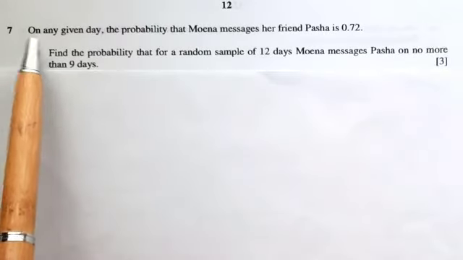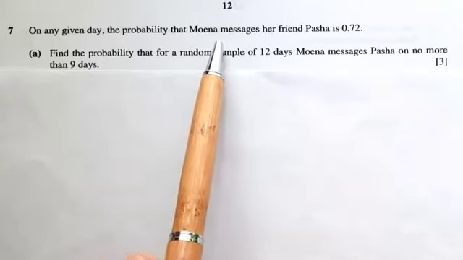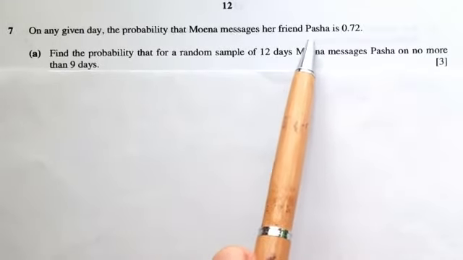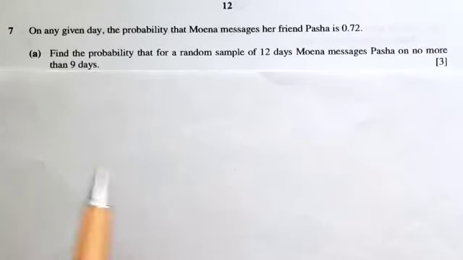Question number 7. On any given day, the probability that Mona messages her friend Pasha is 0.72. Question A.